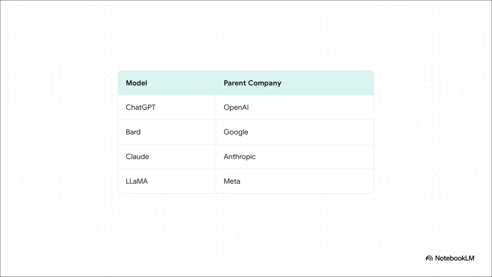And of course, you know the names making all the headlines. You've got ChatGPT from OpenAI, Bard from Google, Claude from Anthropic, Llama from Meta. Pretty much every big tech company is in a flat-out race to build the biggest and best one. This isn't just a side project, it's the main event in the tech world right now.